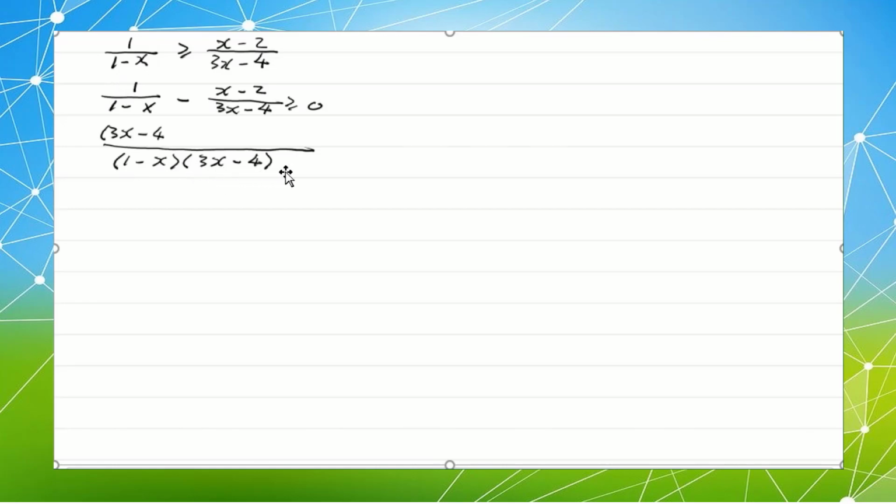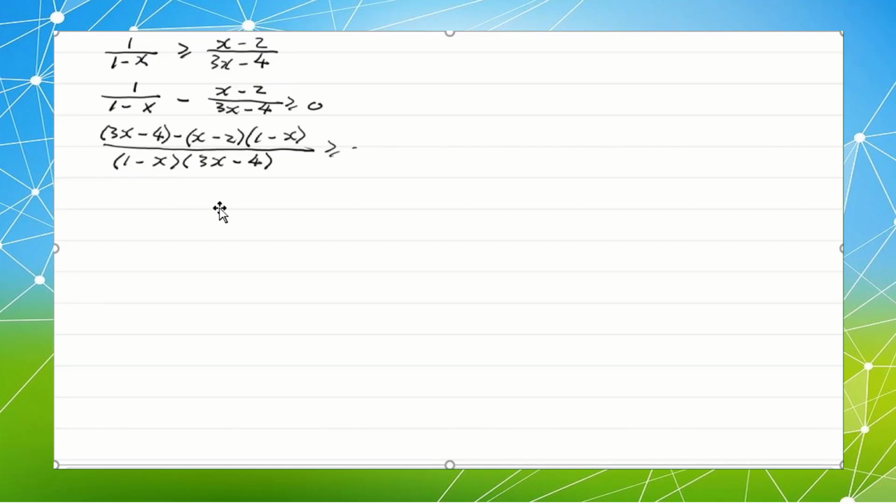Now let's try to solve this inequality. First we need to shift the terms on the right to the left. Please keep in mind that please do not do cross multiplication. After shifting to the left, we need to combine into a single fraction. Before this, we need to make the denominator the same. So the first fraction needs to multiply with 3x minus 4. The second fraction needs to multiply with 1 minus x.